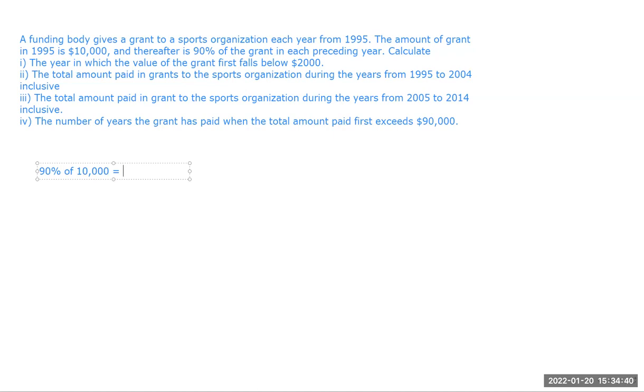First thing, what is A? It's 10,000. All right. By the way, what type of progression is this? If it's 90% of each preceding year, what type of progression is this? Geometric. Very good. What is R?